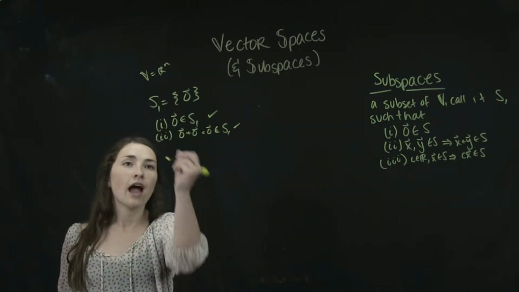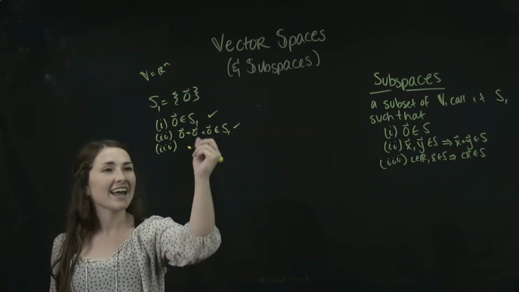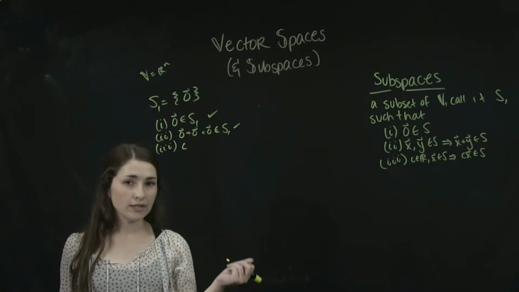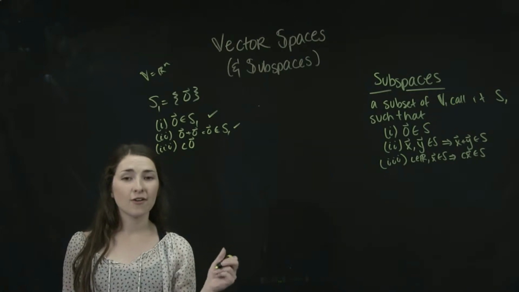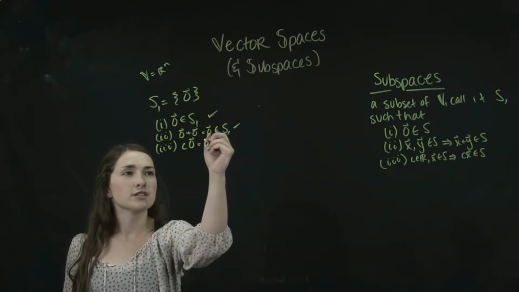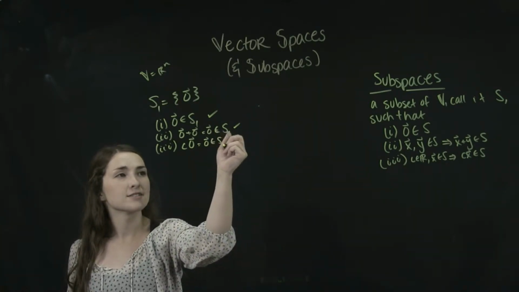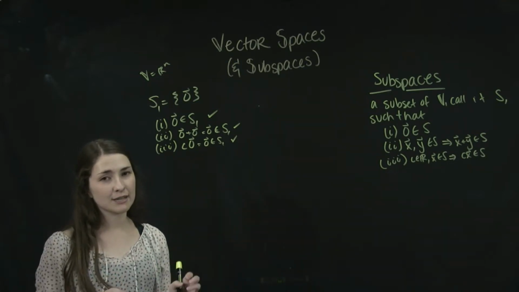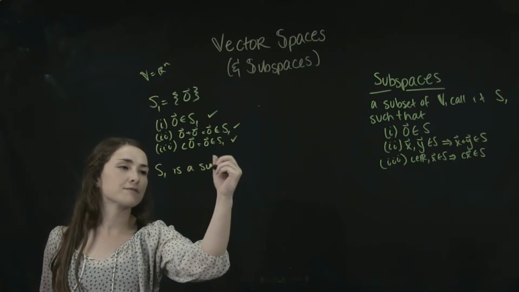Okay. And now if we look at our third condition, if we take some constant c, a real number, and multiply it by any element in our subset, since we only have one, we can just use our zero vector. That's going to equal our zero vector. And is the zero vector in our subset? Yes. So we know that we've just met all three conditions of a subspace. So we know that S1 is a subspace.